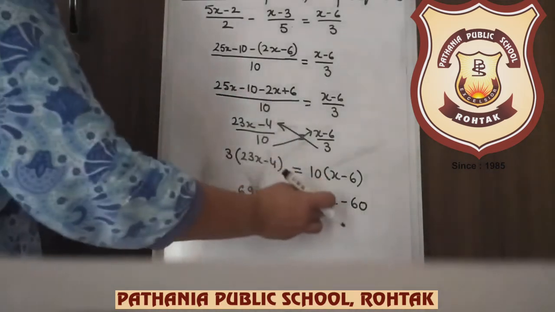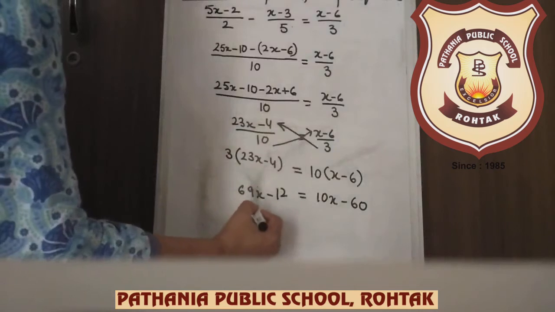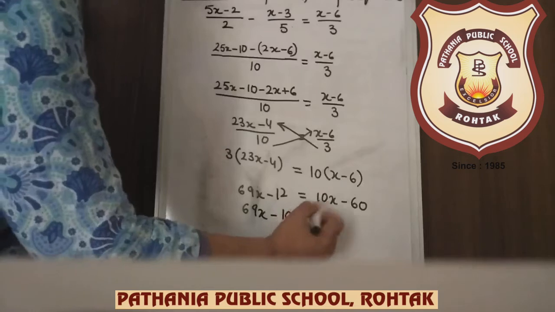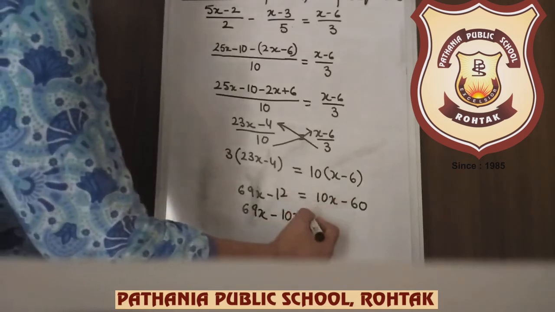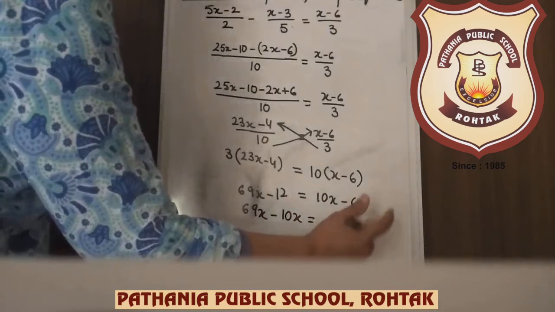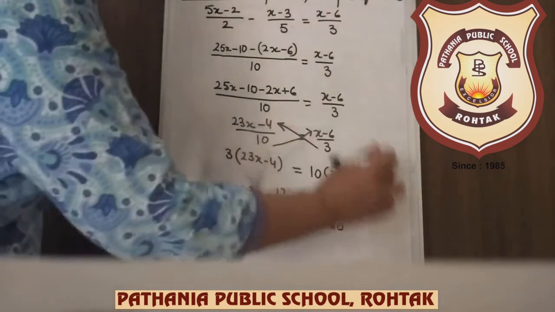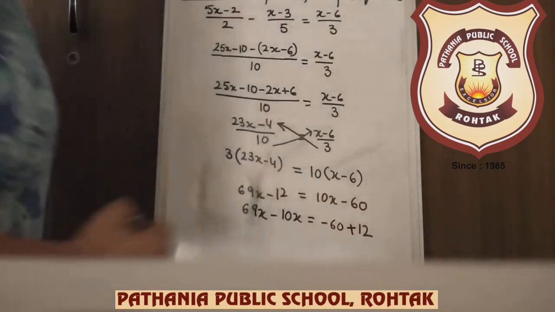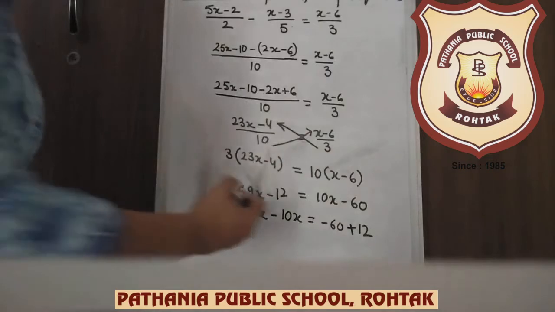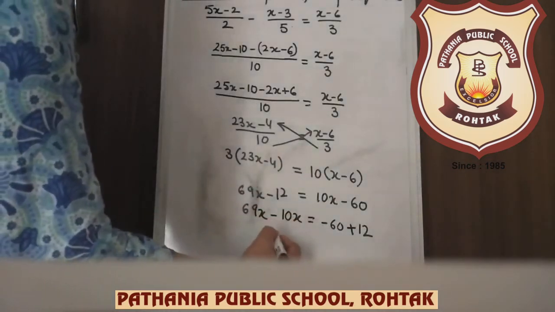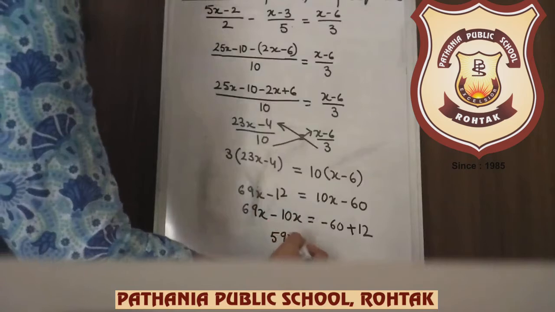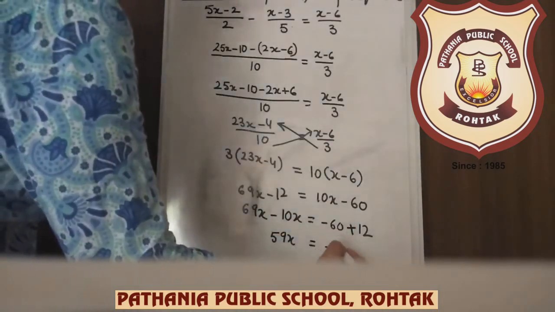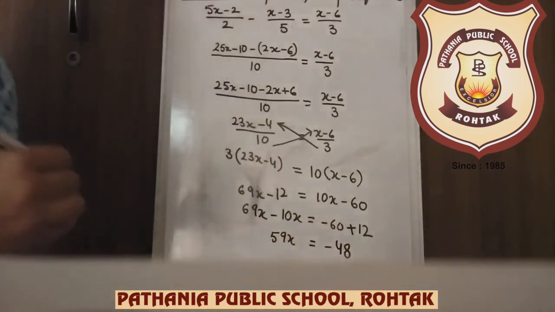As per the equation, bring the variable terms to the left hand side. This is positive, it will become negative. Minus 60 is already on the right hand side. 12 is going to the right hand side, so plus 12 will be written afterwards. And this will become 59x and this will become minus 48.